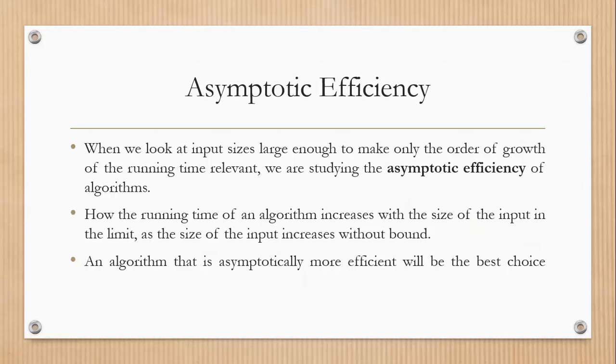Now talking about asymptotic efficiency, when we look at an input size large enough to make only the order of growth of the running time relevant, we are talking about the asymptotic efficiency of the algorithm. The running time of an algorithm increases with the size of input in the limit. The algorithm that is asymptotically more efficient will be the best choice.